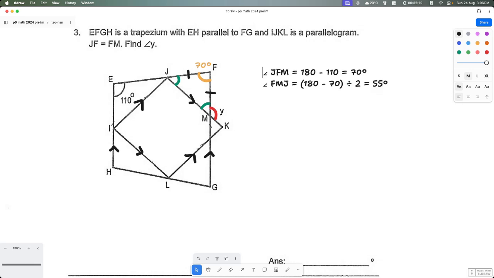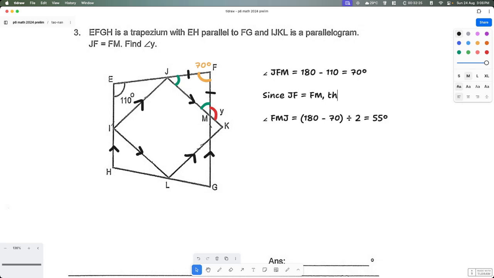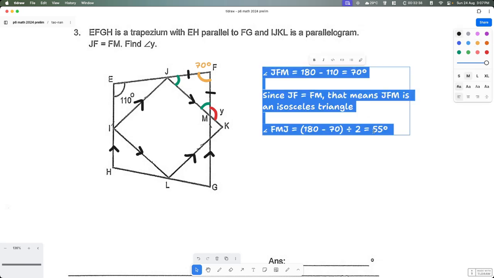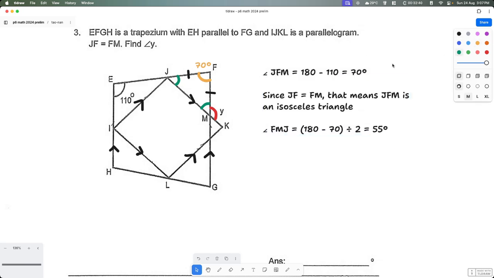Okay, so I'm going to write down here as well. Since JF is equal to FM, that means JFM is an isosceles triangle. So it's an isosceles triangle. Okay, and FMJ is 55 degrees in this case over here. So 55 degrees and then 55 degrees. So I see over here, then that means we can minus from 180 for Y. That's what I see over here.